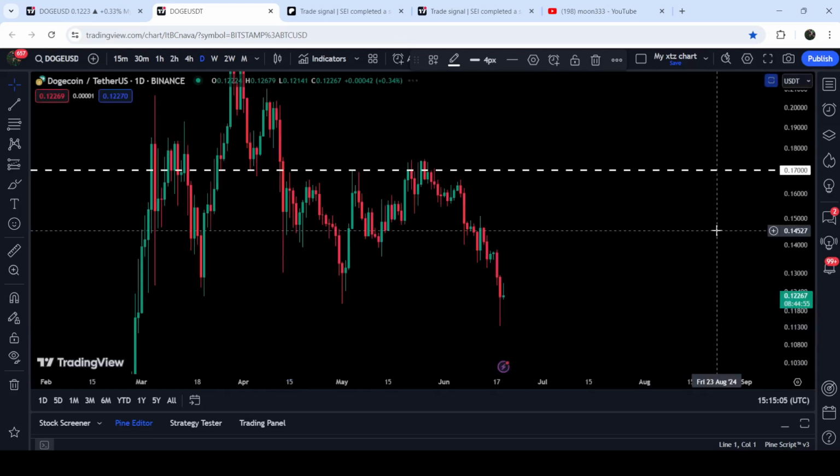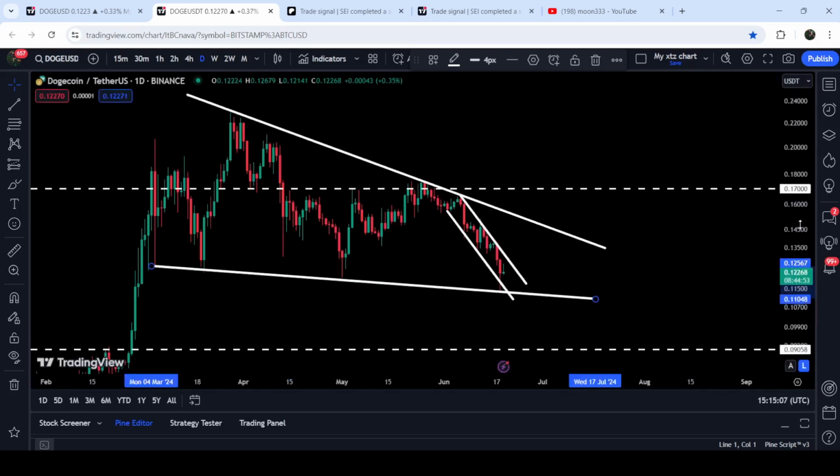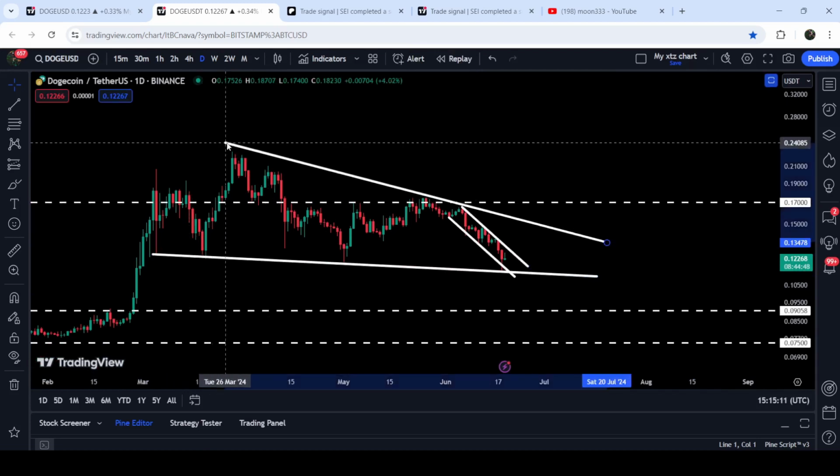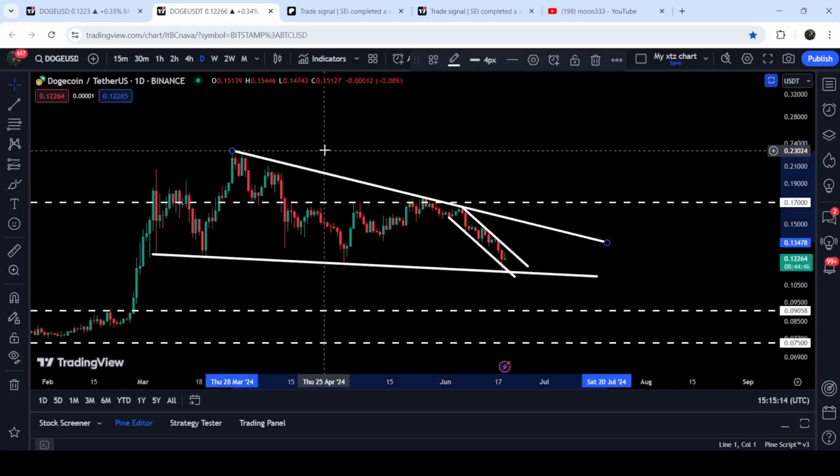And once the price is able to break out this bigger falling wedge pattern, then the technical target for the breakout from this big falling wedge pattern will be here at the top of the wedge. That will be approximately at 23 cents.